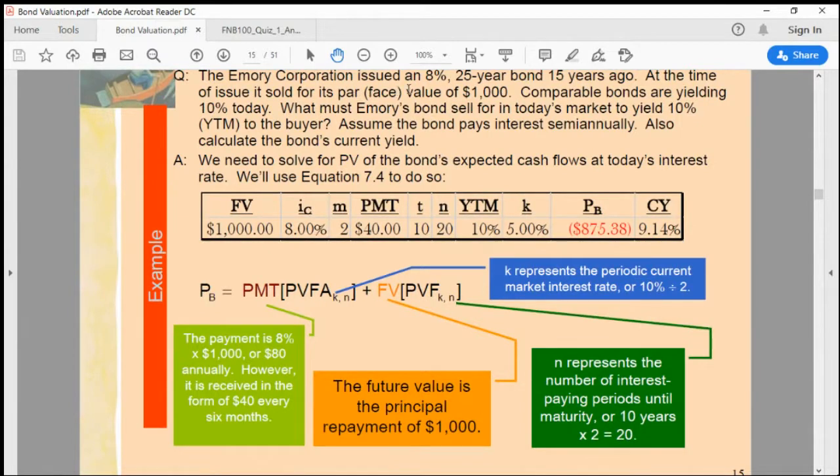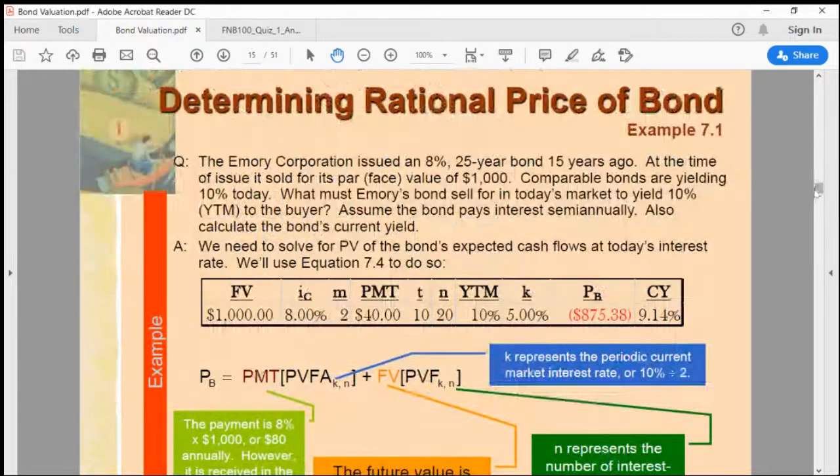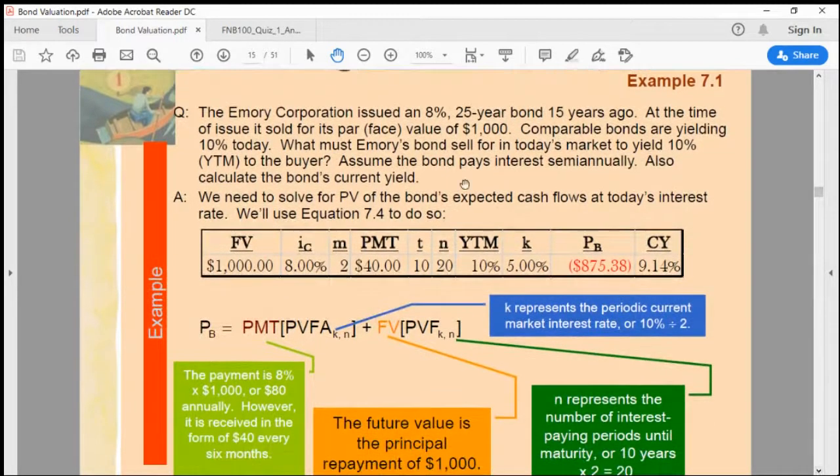The Emory Corporation issued an 8% 25-year bond 15 years ago. An 8% bond means the coupon interest rate is 8%. The maturity of the bond is 25 years. So 8% coupon means 8% of the $1,000 face value, so it's $80 interest every year, right? 25 years is the time to maturity at issuance, but that was 15 years ago.